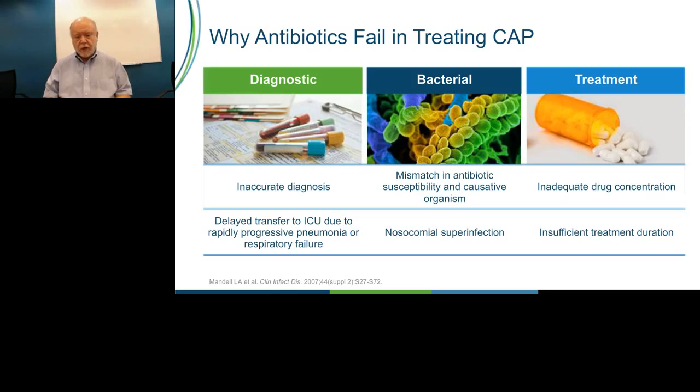The therapeutic part of this is that you didn't use enough drug. You underdosed the drug. To be simplistic about it, a 100-pound old lady may require less of an antibiotic than a 300-pound linebacker. Maybe I'm exaggerating a little there, but we do need to think about what drug we give to whom. We also need to think about how long we give it. So again, insufficient treatment duration. I know we're all anxious to stop the antibiotics as soon as we can, but we shouldn't overdo that.